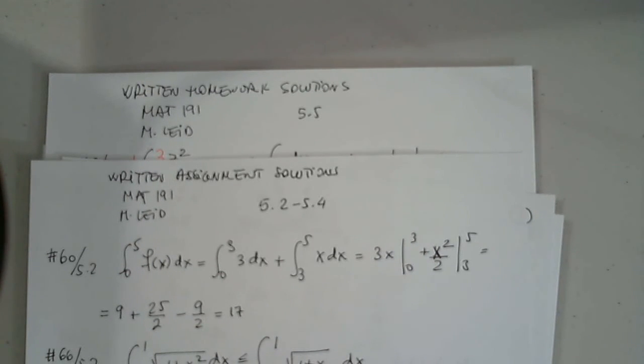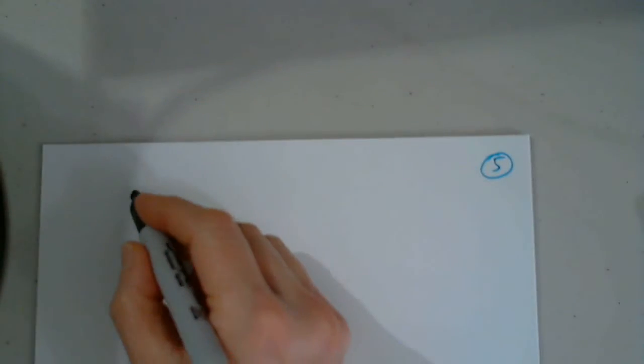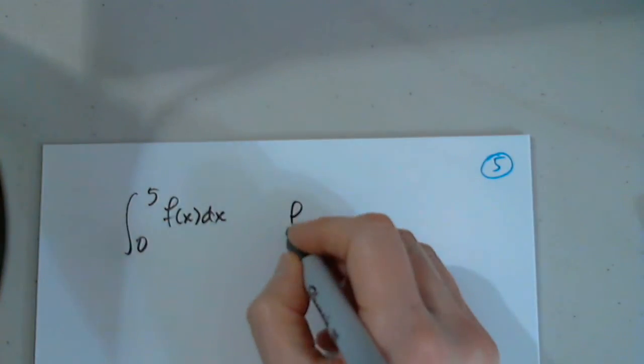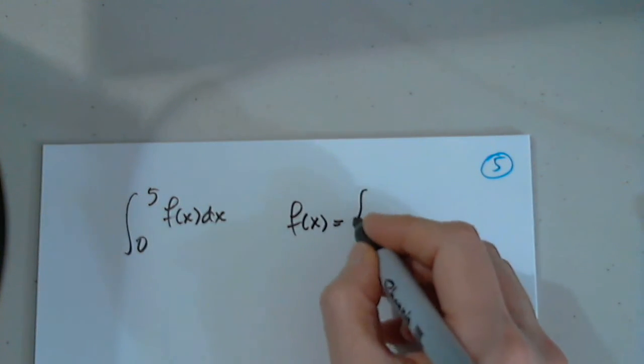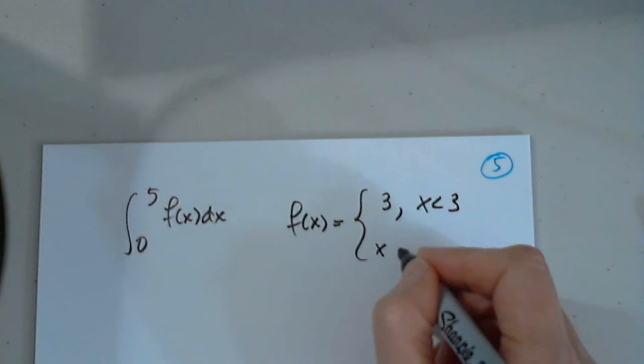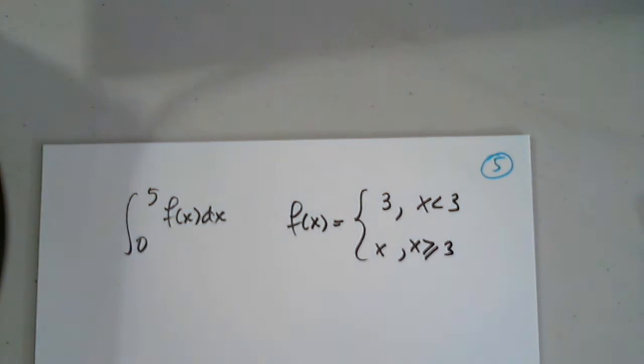Okay, let me share my screen again so I can copy. Let me put this aside and let me copy. So we have the integral from 0 to 5 of f of x dx. And the function is f of x equals 3 for x less than 3 and x for x greater than or equal to 3. Very good. Good question, Mark.